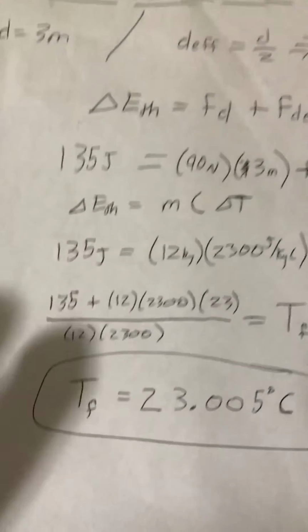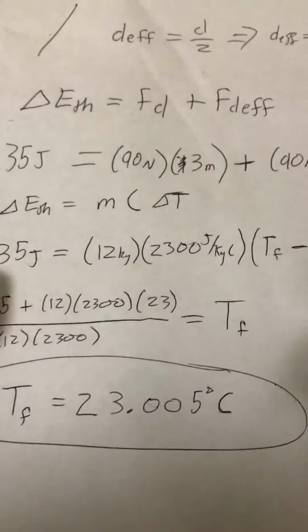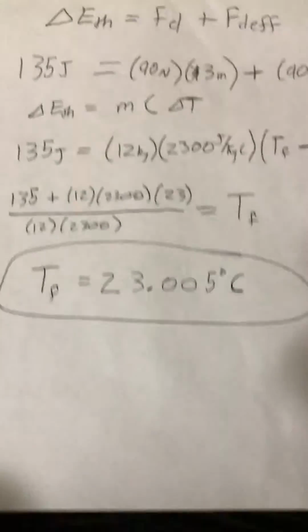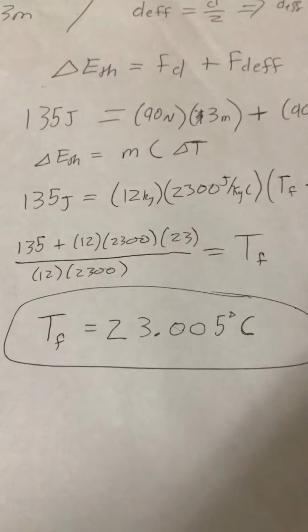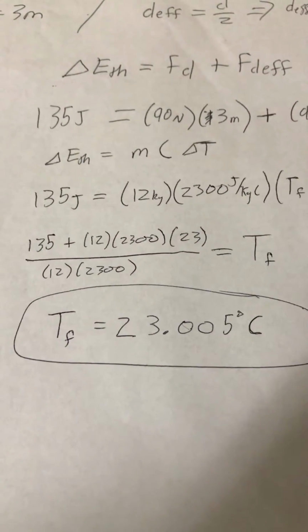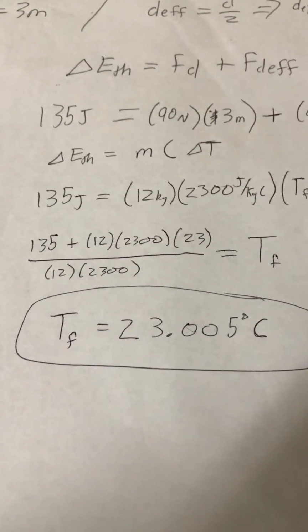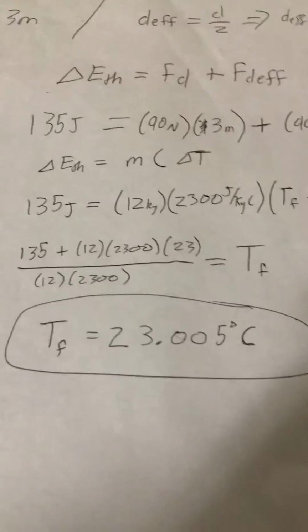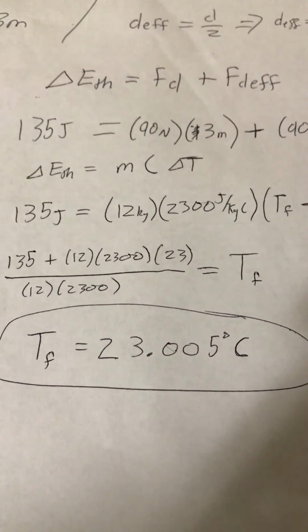So then we have our equation with only one unknown, so then we'll just solve for our final temperature, and we'll see that it increases in temperature slightly and will be 23.005 degrees Celsius after it's done sliding 3 meters, and that is the increase in temperature due to friction.